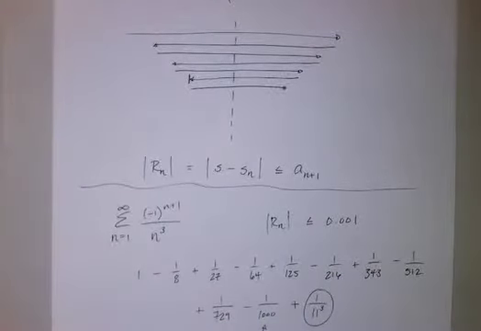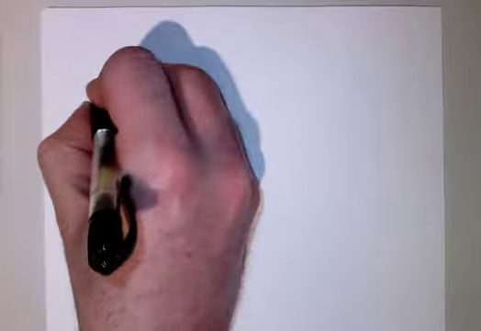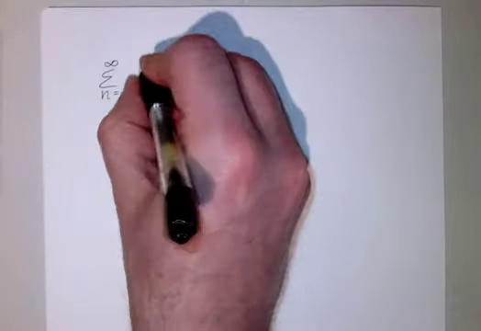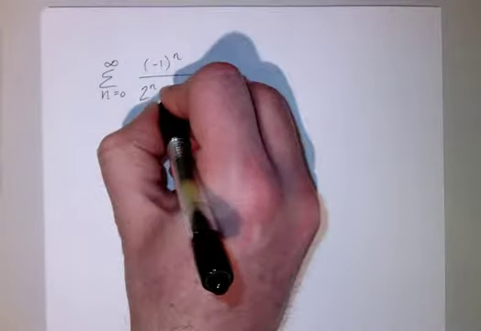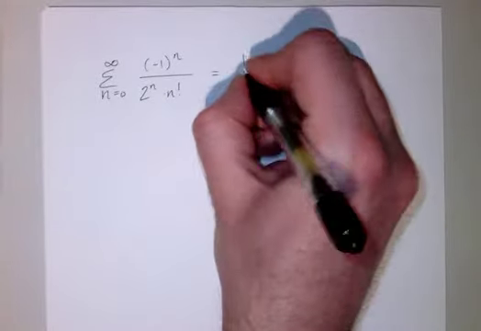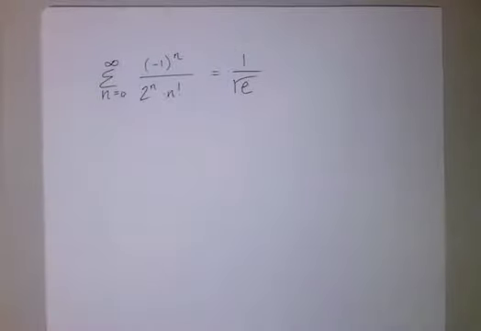Well, let's actually look back, because some of these actually require the calculator. Or even if they don't require it, it's probably a good idea to go ahead and use the calculator. Now, let's look at sigma n equals 0 to infinity, negative 1 to the n over 2 to the n times n factorial. And they're already going to let you know that that is equal to 1 over root e.